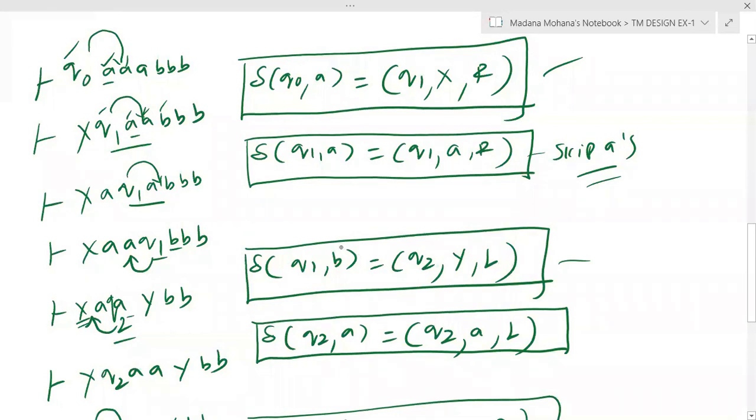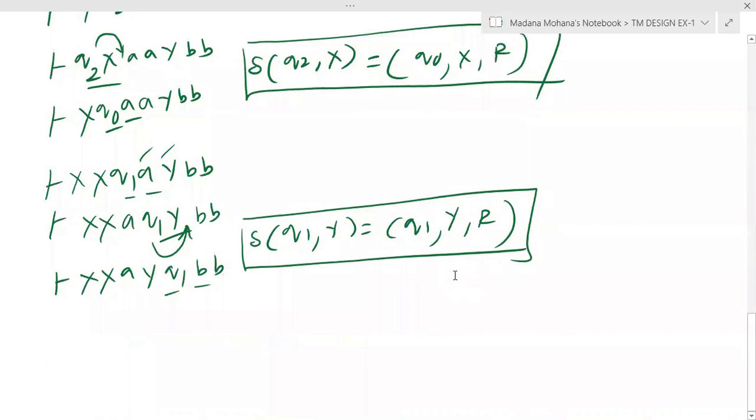Why? Because whenever the second B is replaced with Y, it won't move right, it moves left until it sees the replacement symbol X, then it searches for the third A. Like that, this process is repeated. Now Q1 B, the B is replaced with Y, it moves left. Now here is A, so it moves left, which means the state is Q2 Y. Now this B is replaced with Y, the remaining B stays as it is.